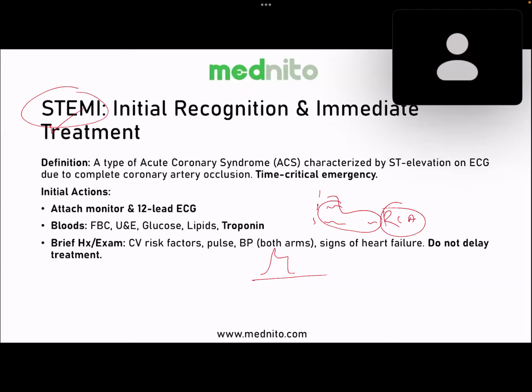Inferior myocardial infarction. Why is inferior myocardial infarction important for the PLAB exam or UK exam? Because inferior myocardial infarction is very difficult to distinguish from pulmonary embolism.